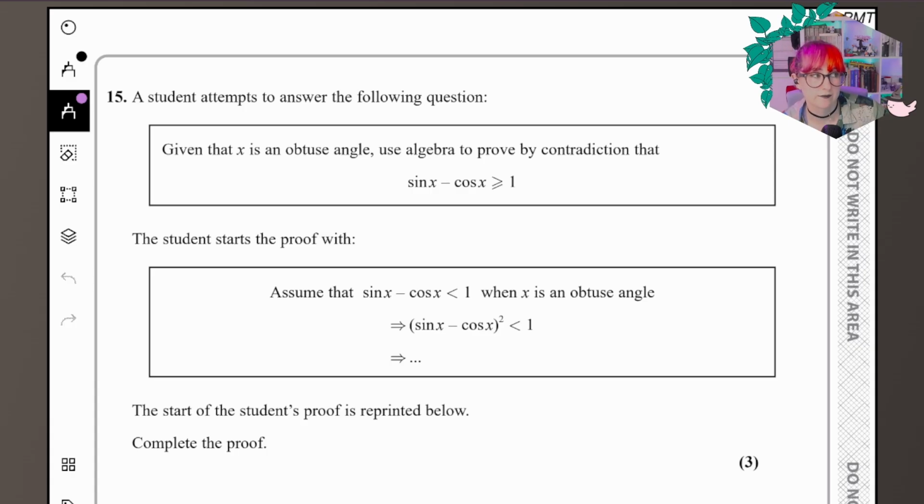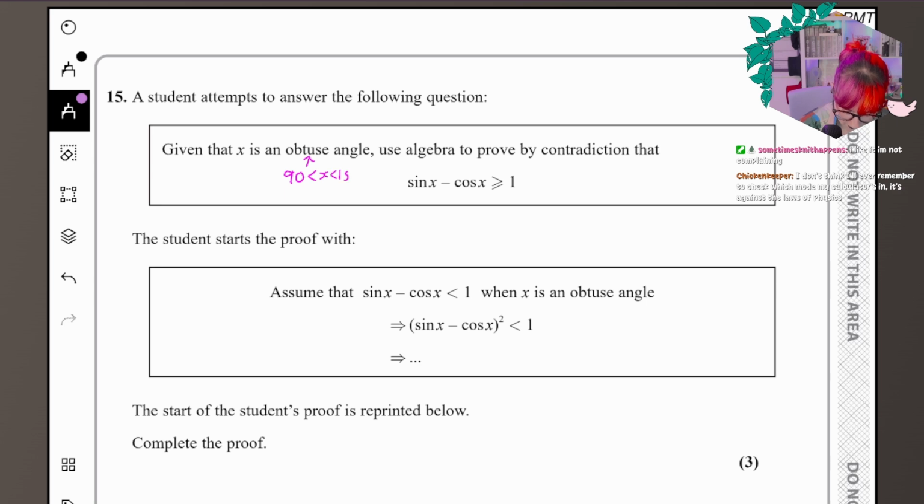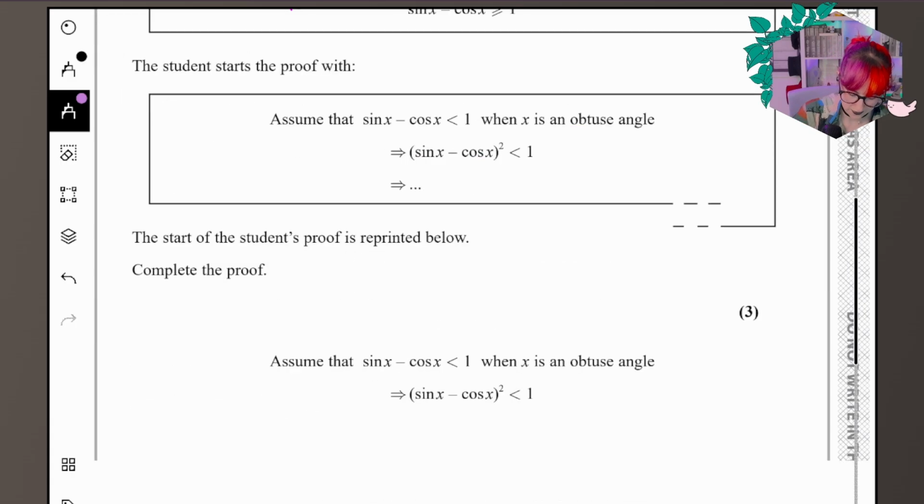I might be lying. A student attempts to answer the following question. Given that x is an obtuse angle, so greater than 90, between 90 and 180, use algebra to prove by contradiction that sin x minus cos x is greater than 1. The student starts the proof with: assume that sin x minus cos x is less than 1 when x is an obtuse angle. Therefore, (sin x minus cos x) all squared is less than 1. The start of the proof is below. Complete the proof.